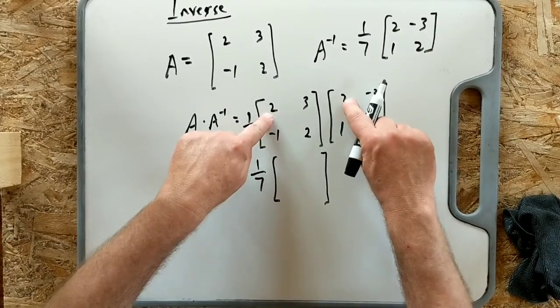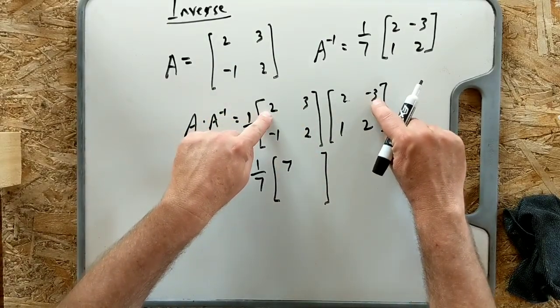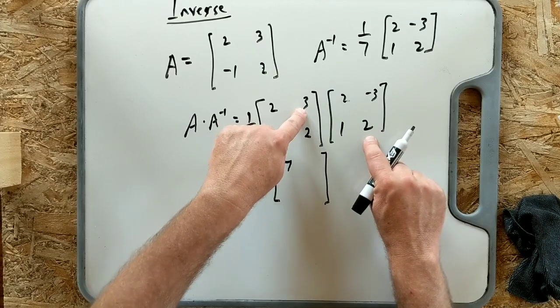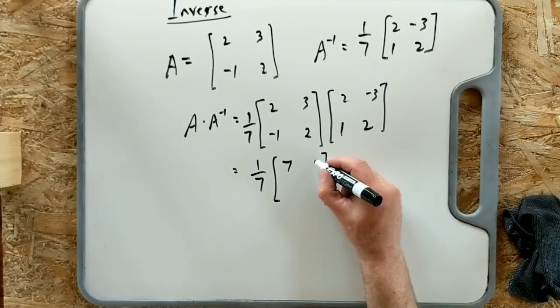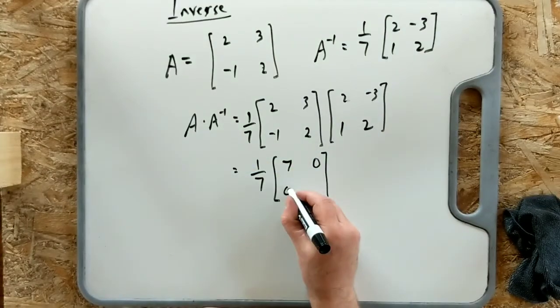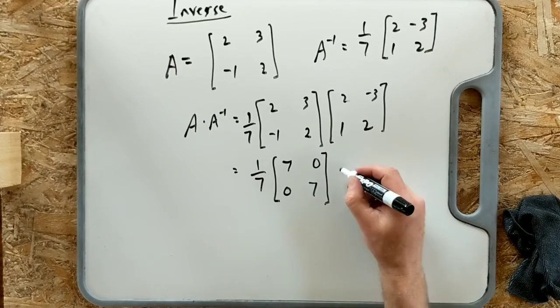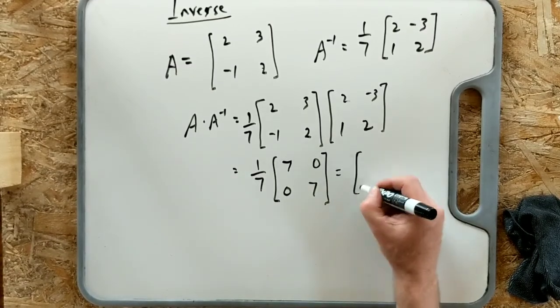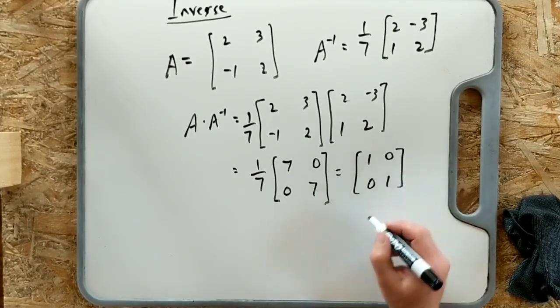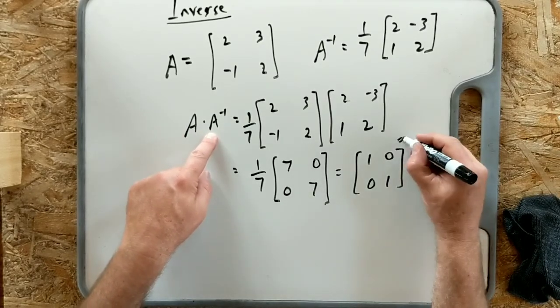2 times 2 is 4, plus 3 times 1 is 7. 2 times negative 3 is negative 6, plus 3 times 2 is 6. Negative 6 plus 6 is 0. Negative 2 plus 2, 0. 3 plus 2 times 2 is 4, 7. And now I can multiply the 1/7 through and get 1, 0, 0, 1. I multiplied A times its inverse, and I got I, the identity.